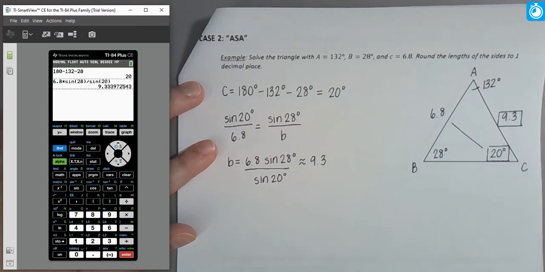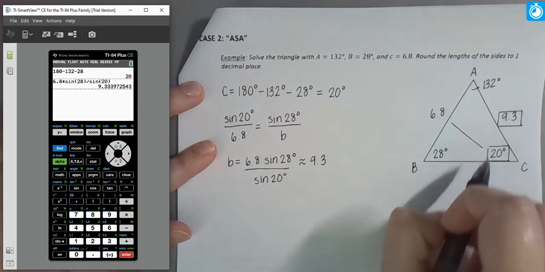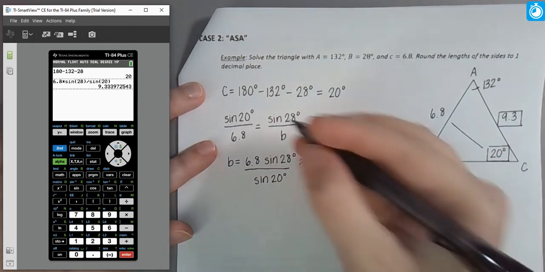Now, again, if you're tempted to use the Pythagorean theorem, don't. You can't use the Pythagorean theorem here. We don't have a 90-degree angle. The Pythagorean theorem doesn't apply. So we repeat the law of sines, again, using that pair that we now have.